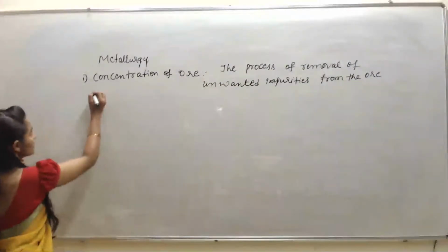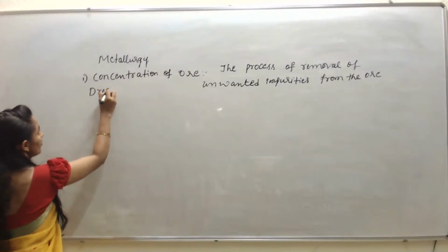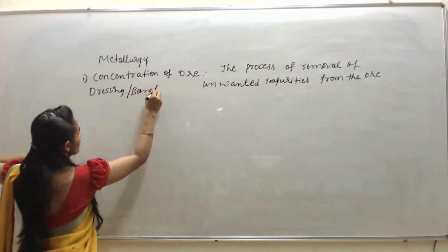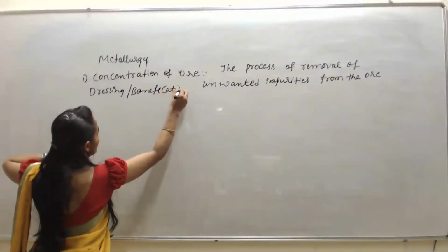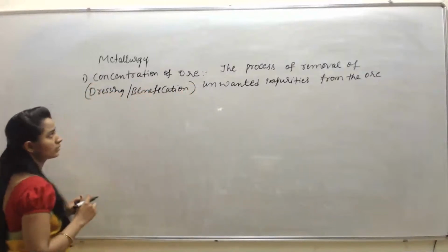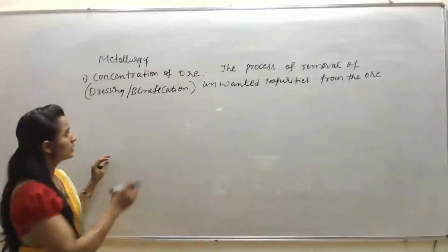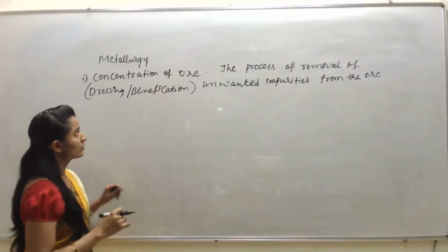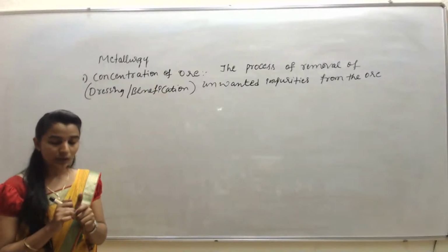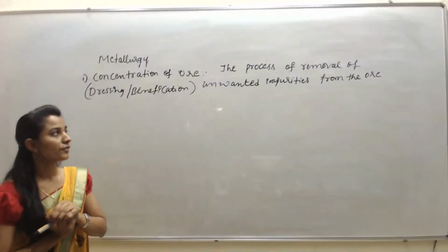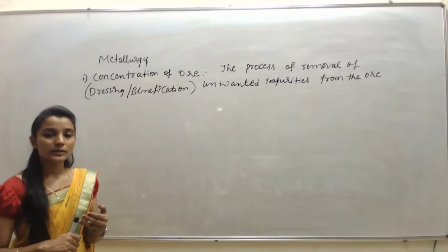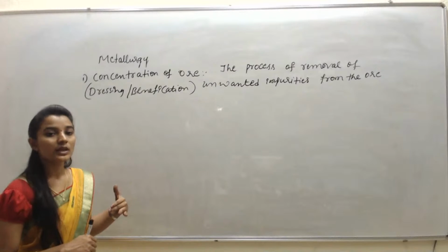And I told you this is also called dressing of ore or beneficiation. Dressing of ore or beneficiation. Okay, so this is concentration of ore, the removal of unwanted impurities from the ore. So in that I told you 4 different techniques are there. First one is hydraulic washing, second one is magnetic separation, third one is froth flotation, and last one is leaching.